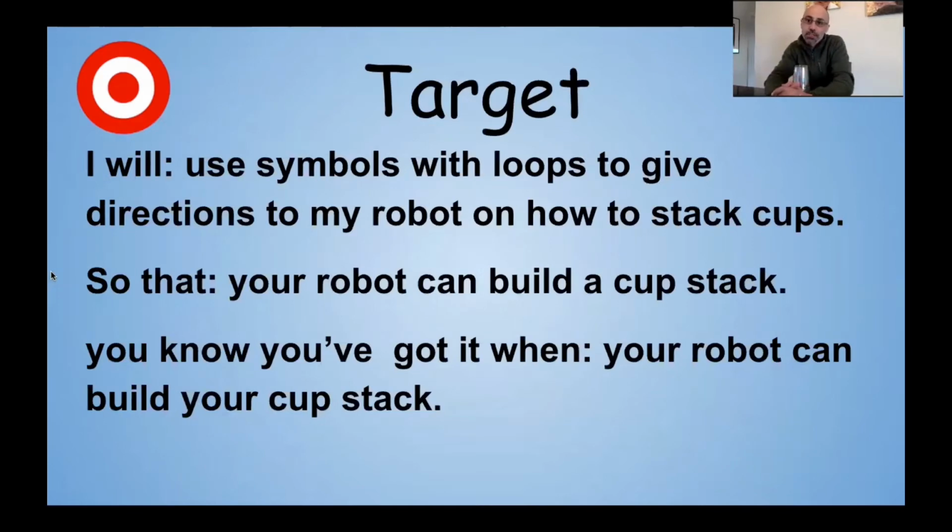So our target for this is going to be very similar to last week's also, and it is: I will use symbols with loops to give directions to my robot on how to stack cups. The difference here is loops is inside of it now. So we're doing this so that our robot can again build our cup stack, and then we know we've got it. You know you've got it when your robot can build that cup stack that you created. Remember, you wrote the program. Then the robot, that family member as the robot, gets to try to build the cup stack program that you wrote.